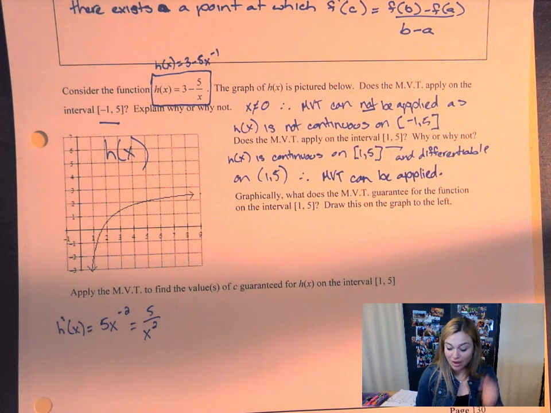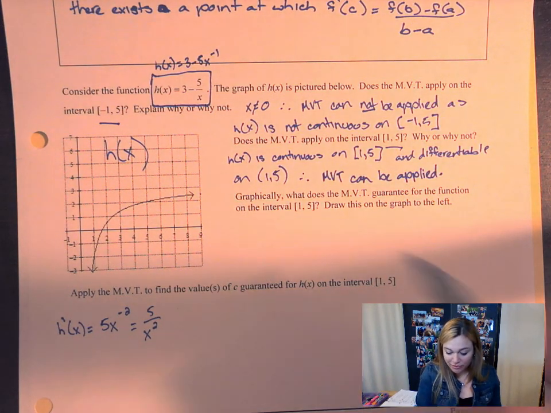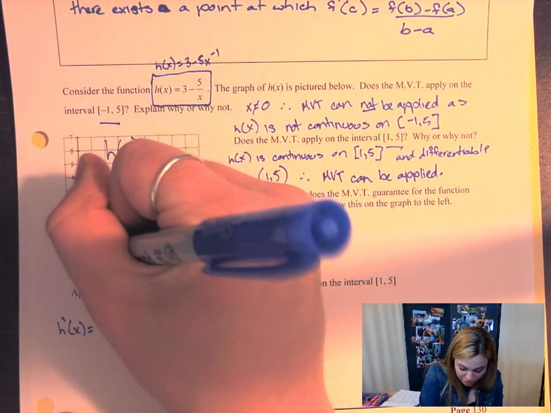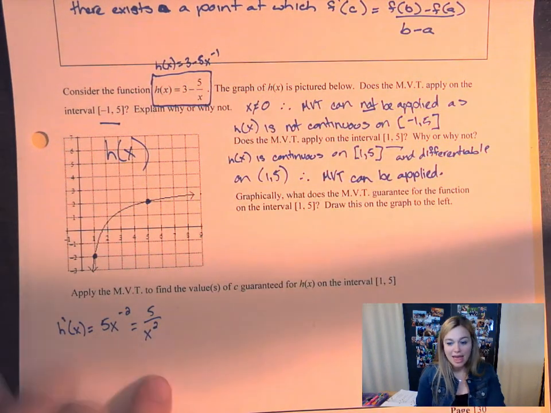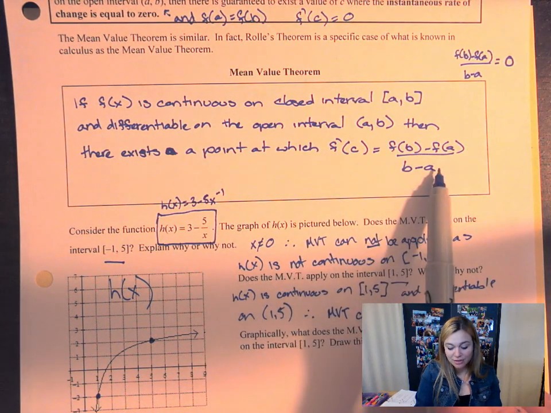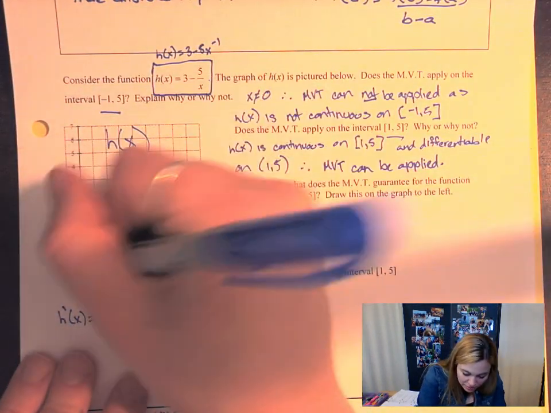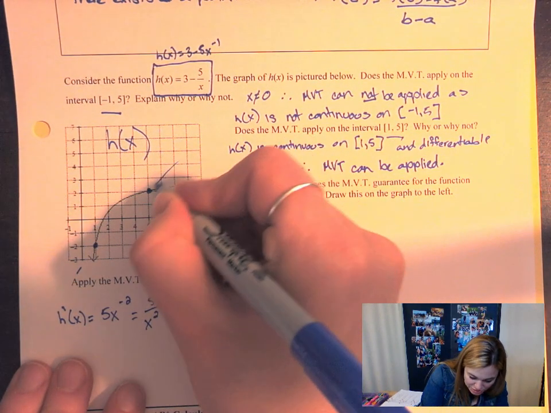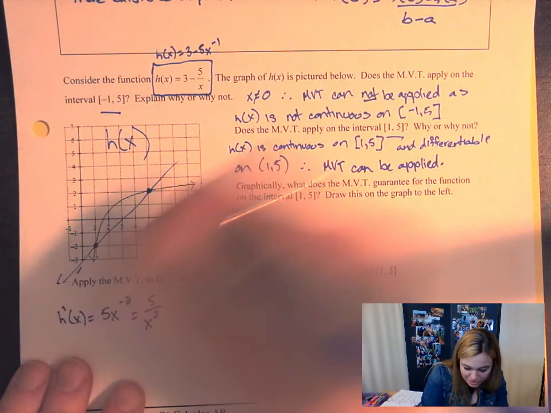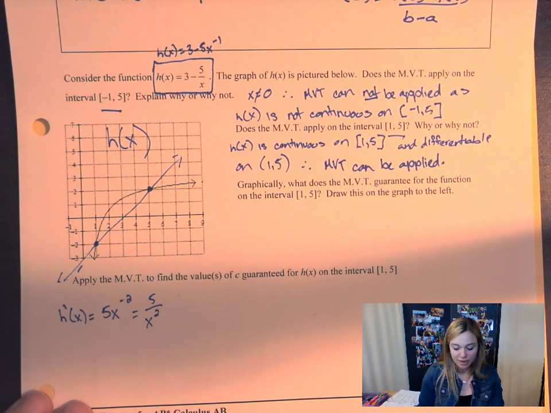Okay, next one, graphically. Now that we know it can be applied, what does this mean? I'm going to draw it on the graph. So here, from 1 to 5, here's my point at 1, 5. MVT says that if a function is continuous and differentiable, then the average rate of change is equal to the instantaneous rate of change. Well, I know if I'm going from 1 to 5, my average rate of change would just be the slope connecting those 2 points. Slope of the secant line, average rate of change.